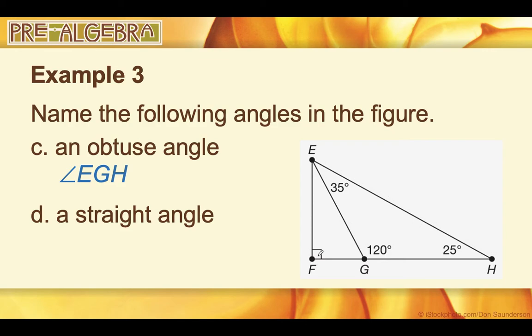Just one. Angle EGH, 120 degrees, is the only obtuse angle. What about the straight angle? Only one of those as well, angle FGH.